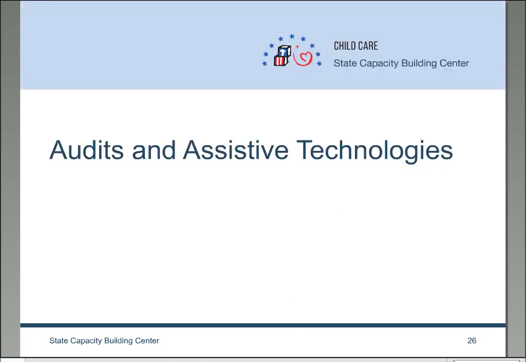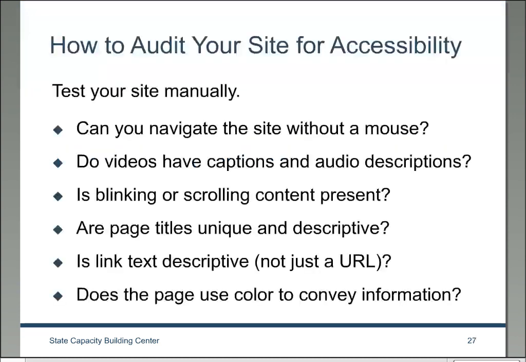Web accessibility audits must be done by somebody who knows enough about web accessibility that they can interpret the web content guidelines as it applies to your web content and design. Here are some simple things you can do to manually test your website.